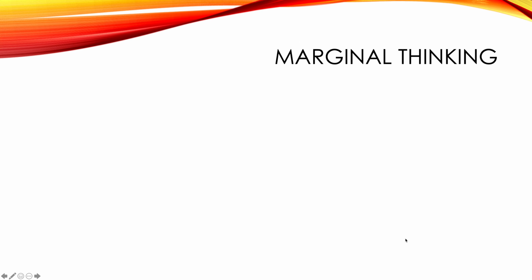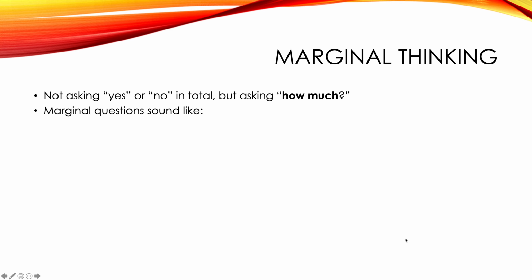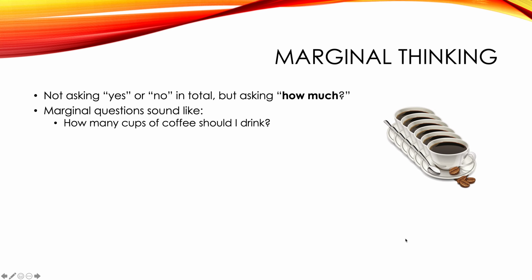Now, in real life, it's not usually a yes or no kind of question, apples or oranges. Usually the questions that we are asked in economics are marginal questions. So we have to practice thinking about marginal values, not asking yes or no in total, but asking rather how much. So a marginal question would sound not like should I get coffee or shouldn't I get coffee, but like how many cups of coffee should I drink? 1, 2, 3, 4, 5, 6, 7. That's clearly too much coffee, but you get the point.